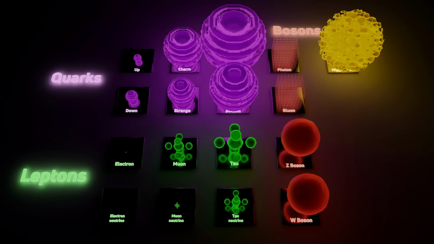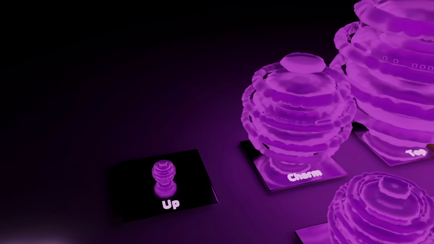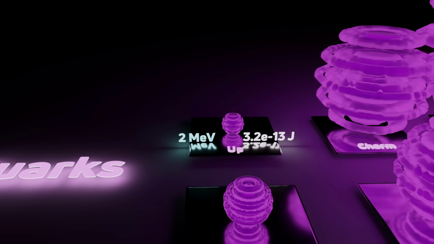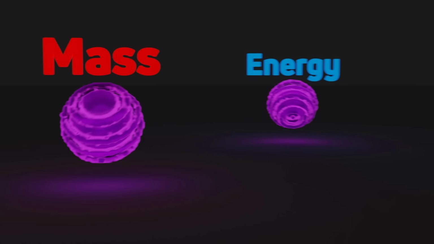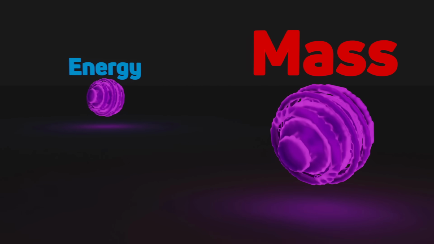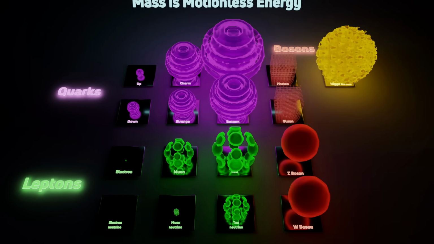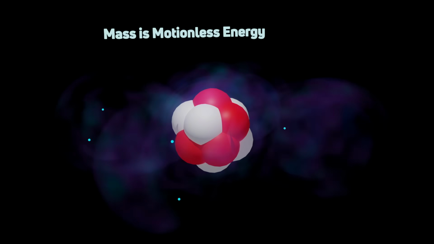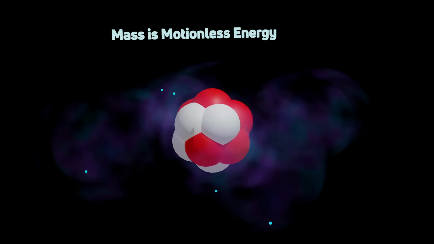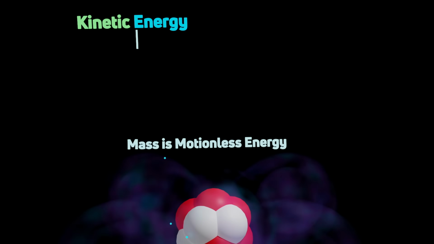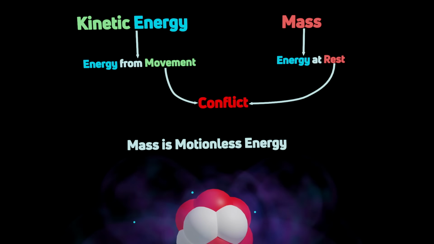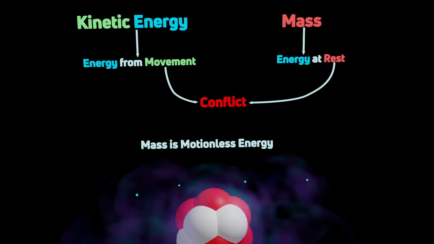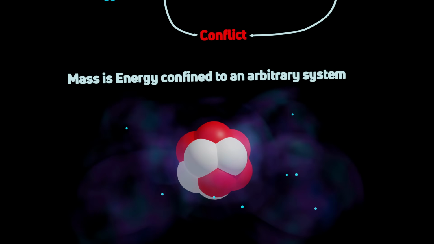In fact, that's what the masses of particles are. The up quark has a mass of 2 mega electron volts, which is 3.2 times 10 to the minus 13th joules. It's energy. For particles, mass is the amount of energy that particle possesses at rest, or in the same frame of reference as the observer. Or, mass is motionless energy. When we move to a bigger scale from particles, we have to slightly modify that phrase and definition. Otherwise, it doesn't make sense how kinetic energy can contribute to mass when we say mass is the energy of particles at rest. For larger realms, we say mass is energy confined to an arbitrary system.